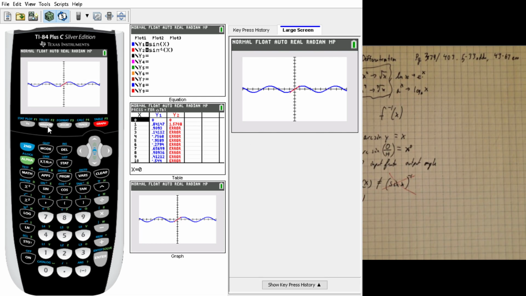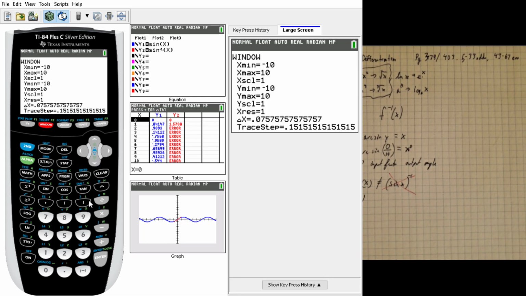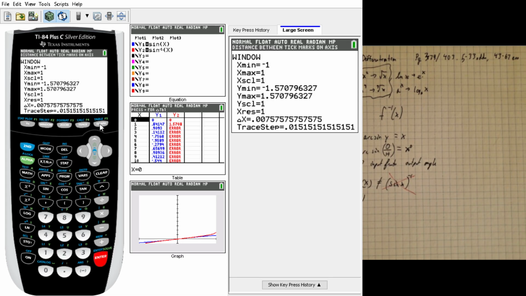Let's zoom in a little bit. So I'm going to change my window settings to -1 and +1 for x. And for y, -1 and +1. Actually, I think for y, I need to do negative pi over 2 and positive pi over 2. Okay, let's go to the graph.